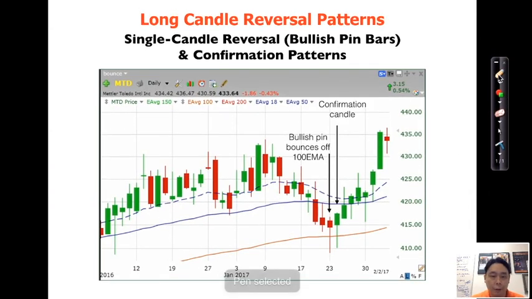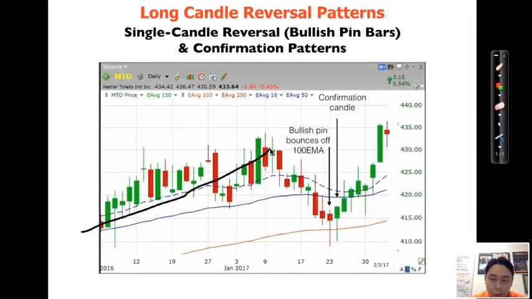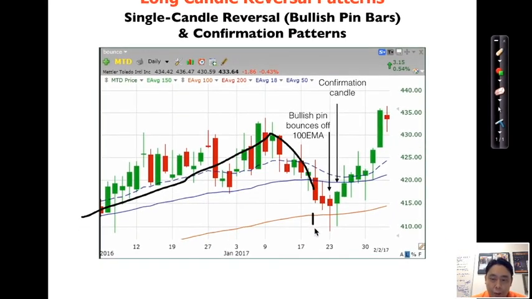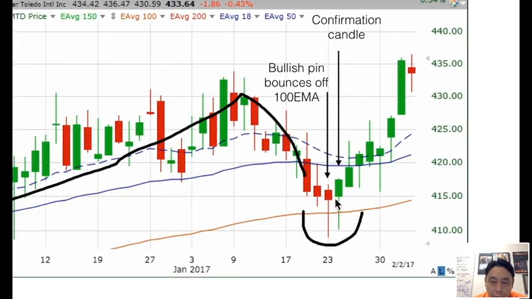Let's look at another example over here, MTD. So again, price goes up on an impulse, retraces. Now this time it retraces and bounces off the brown line, which is in this case the 100 moving average. So it can bounce off any of the moving averages. Okay. So as it bounces off, what do we get? That's right, we get a bullish pin. Bullish pin, but that's a single candle reversal.